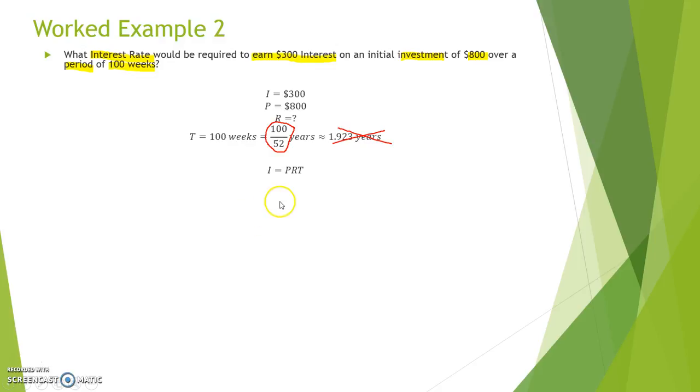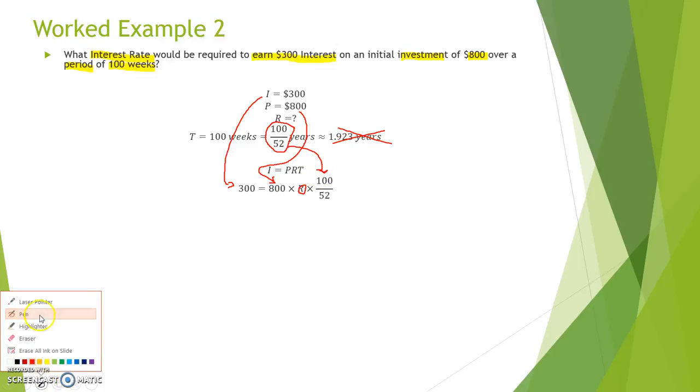I equals PRT. I is 300. We're going to substitute those numbers in. So let's just indicate where they go. I goes in here. P, 800, goes in here. R we don't know, so that's what we're trying to find. And this fraction is our time, not the 1.923. So we evaluate these two bits.